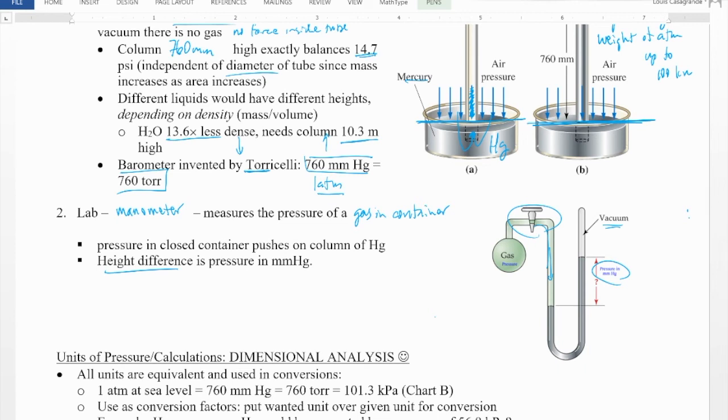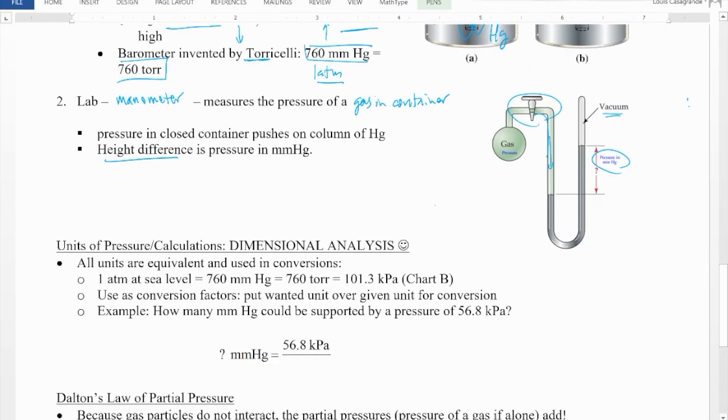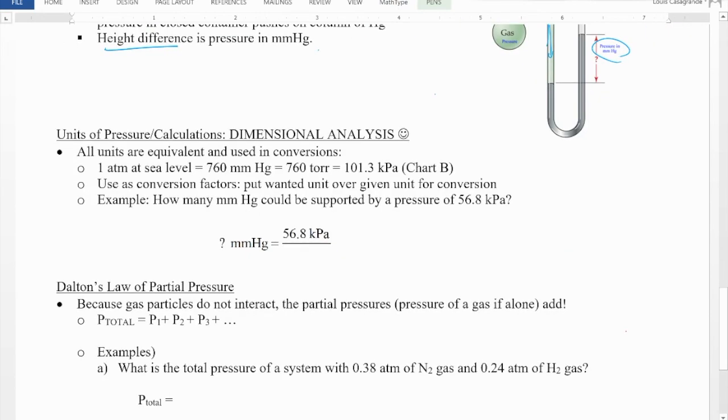Speaking of conversions, we have a little dimensional analysis. Yay, dimensional analysis. All these units are equivalent, and these units are all in chart B. 1 atmosphere is equal to 760 millimeters of mercury, 760 torr, or 101.3 kilopascals. You may have to do some converting, so let's see how that works. Each one of those units is equivalent, so you can use any 2 units you need in a conversion factor.